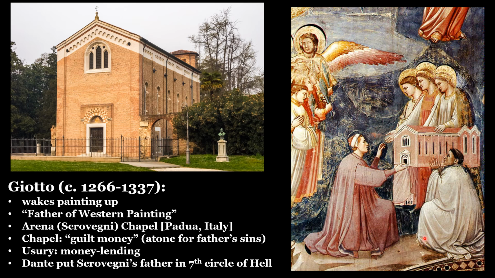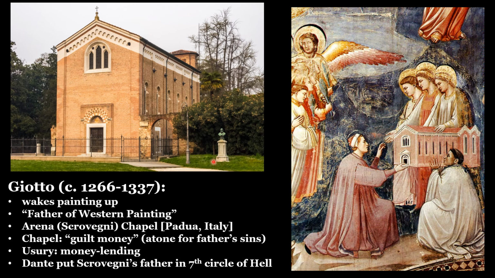The person who starts bringing change to painting is Giotto. The way I like to say it is that he wakes painting up. He has been nicknamed the father of Western painting. A good example of his work comes from this chapel in northern Italy. It's called the Arena Chapel, or sometimes it's called by the name of the people who paid for it, the donors. It's called the Scrovegni Chapel. As you see, the Scrovegni Chapel in Padua, Italy.